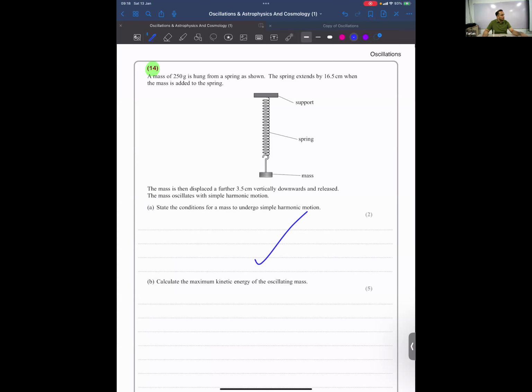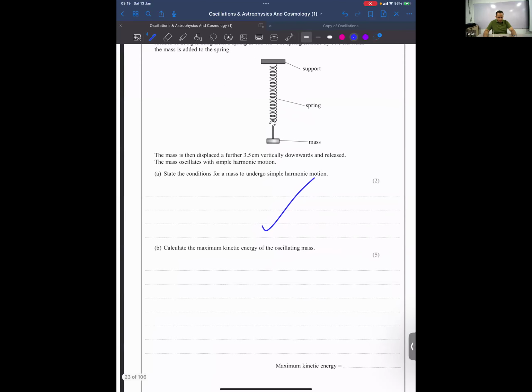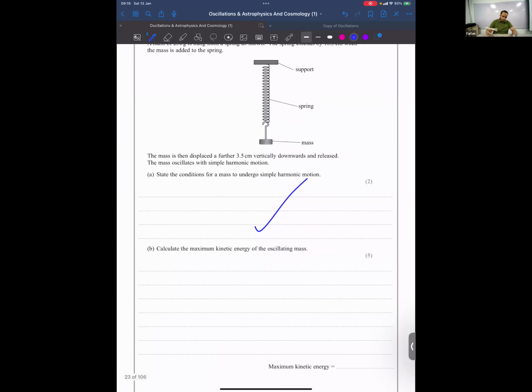Acceleration has to be directly proportional to the displacement, and acceleration and displacement should be in opposite directions. Okay. So for the 2 points, you will get the 2 marks. Calculate the maximum kinetic energy of the oscillating mass. Okay. So maximum speed is given by what? V max is given by what? Amplitude into omega, right? A omega, or amplitude is, if I take it as x naught, into omega. Correct. So which means I know the x naught is 3.5 centimeters from the equilibrium level.